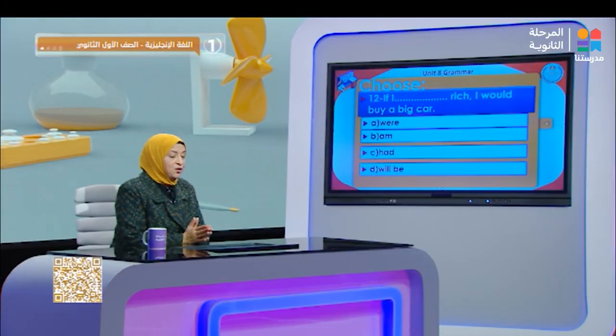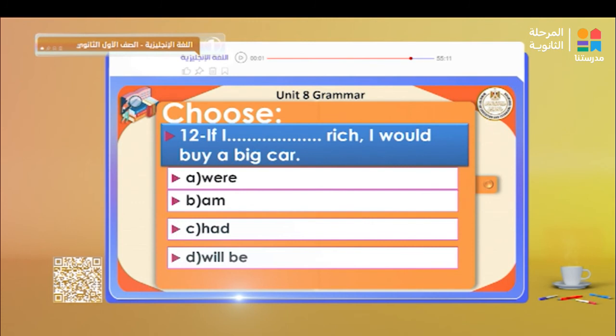Question number 12. If I rich, I would buy a big car. Of course, here in the second clause, we have the word would. So we must use past simple. عشان كده نبقى بنستخدم if type 2. So what is the past simple? If I were rich, if I am rich, if I had rich, or if I will be rich.